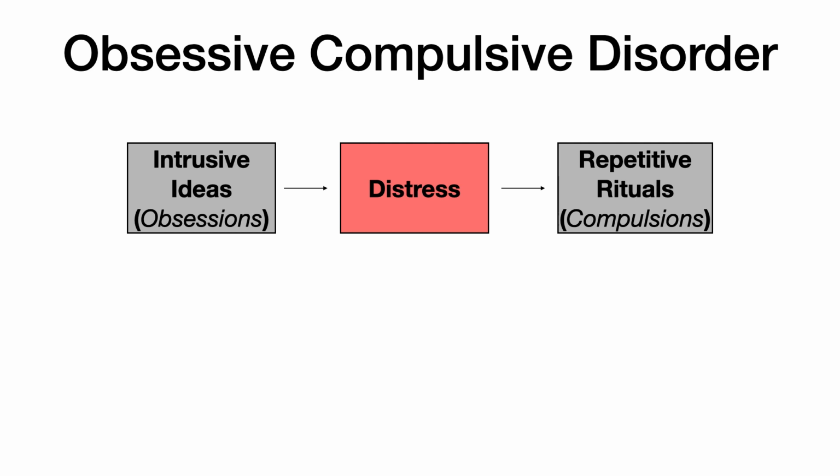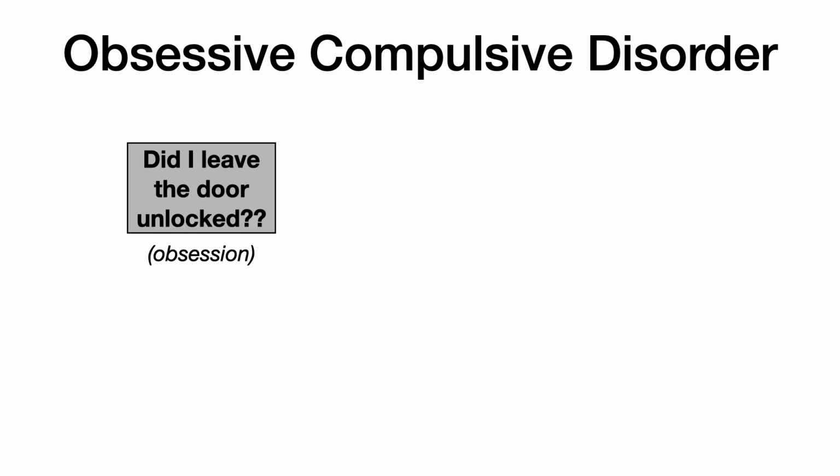The obsessions might be partially relieved by the acting out of compulsions. And these obsessions leading to compulsions is why this disorder is termed obsessive compulsive disorder. Let's do a quick example to make sure that everybody is on the same page. So a patient might have an obsession that they left the front door to their house unlocked.